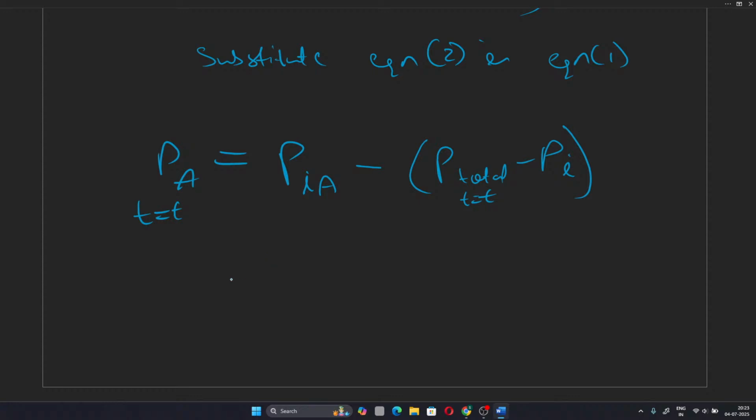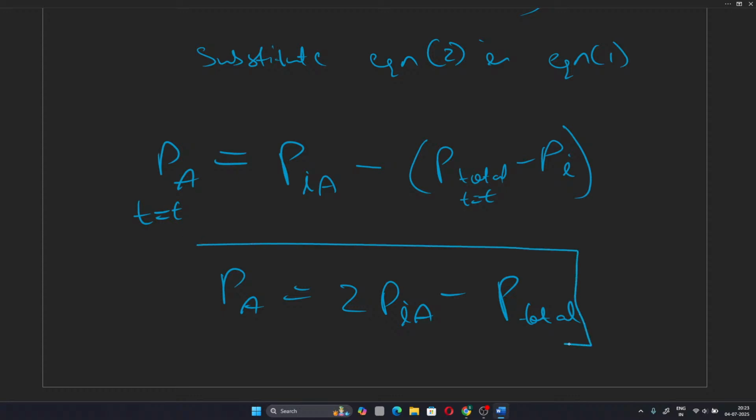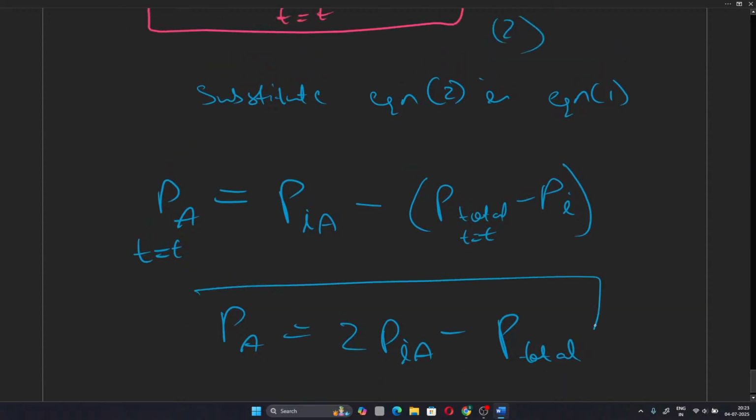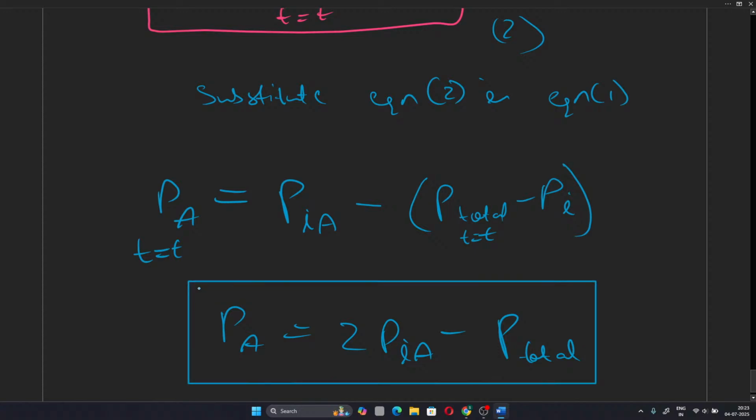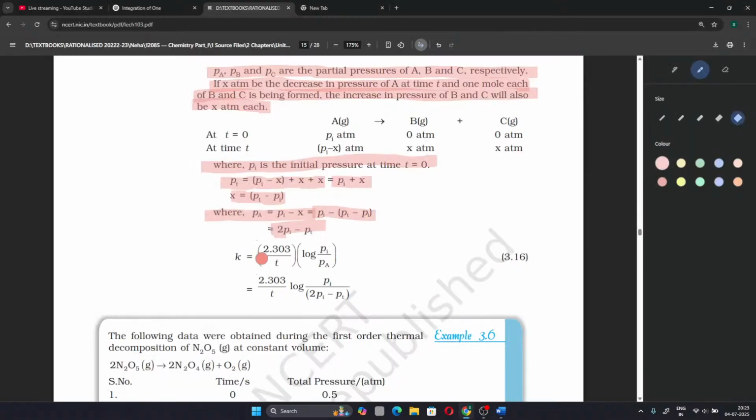So basically this will become P total equals 2 times P initial minus P total. This is the equation which we got in the textbook as well. Yes, 2 P initial minus P total. We know that k equals 2.303 by t log of P initial by P_A, then 2.303 by t log of P initial by 2 P initial minus 2 P_t.